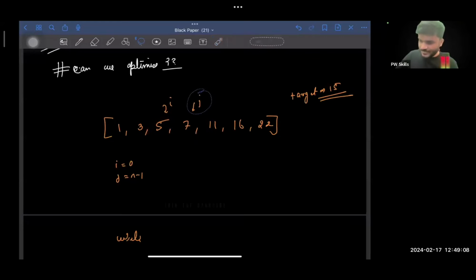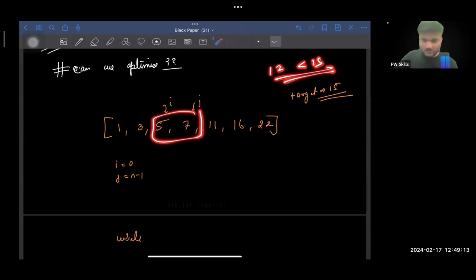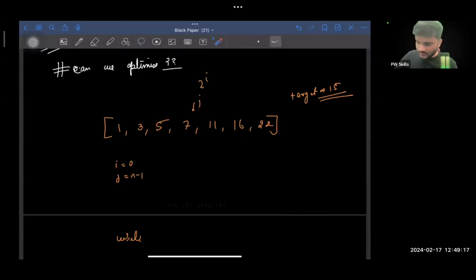So what do you do? You do j--. Then 7 plus 5 is 12. 12 is less than 15. So what do you do? You do i++. The moment both of them either point towards each other or cross each other, you have to stop. You didn't find anything. Can I say that? Because if both of them point to the same element, you have completed all of the elements as of now. And the same element cannot be picked twice.